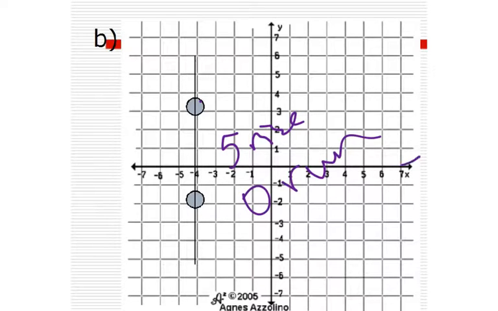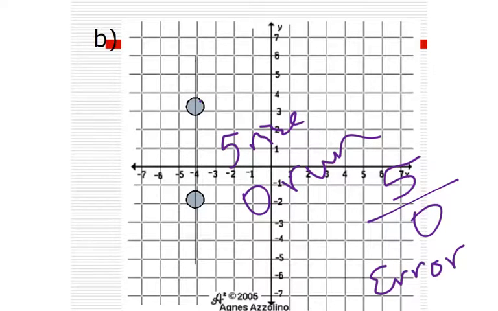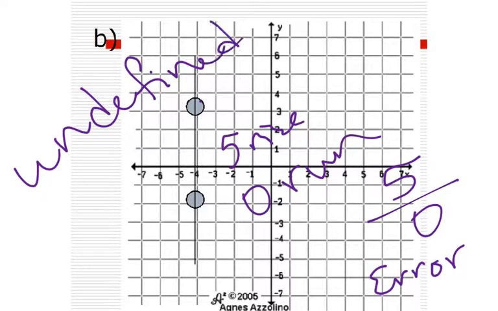If you put that in your calculator, 5 divided by 0, you would get an error. You cannot divide by 0. This means we cannot have a slope for a vertical line. Your slope here is called undefined. Okay, it's not the same thing as 0. It's not the same thing as no slope. It is undefined. It's impossible to do this.